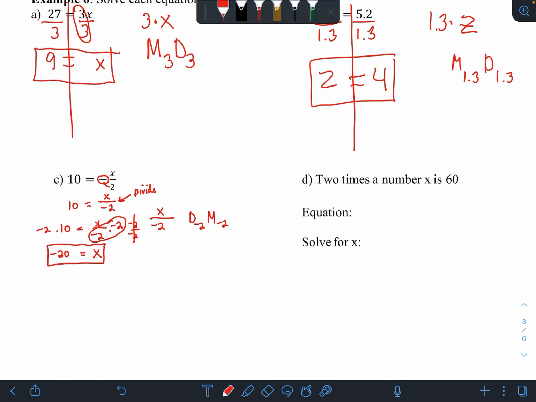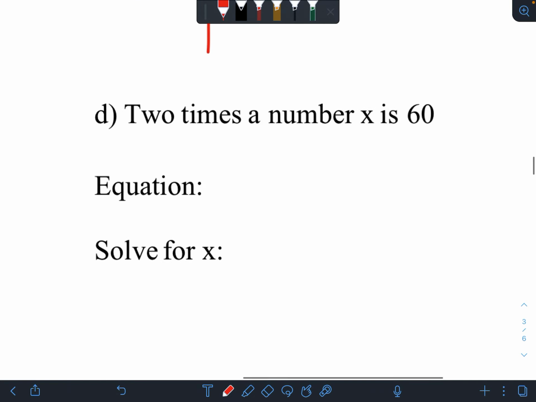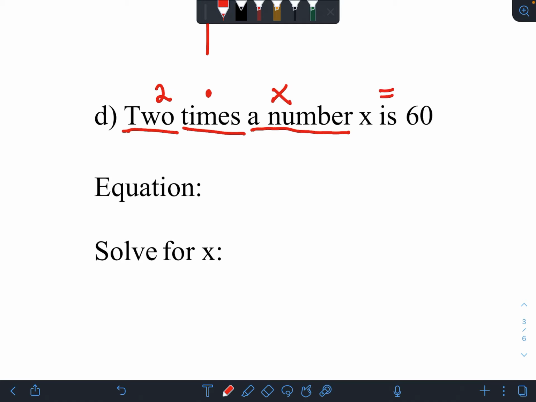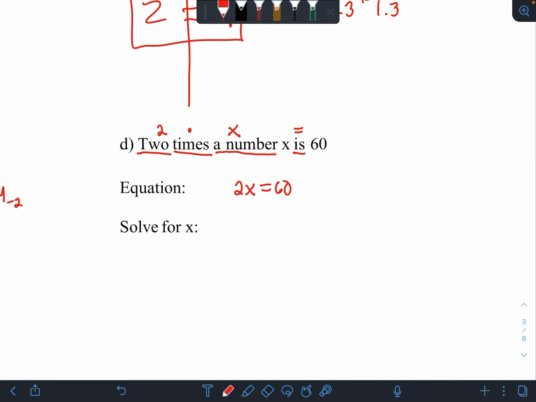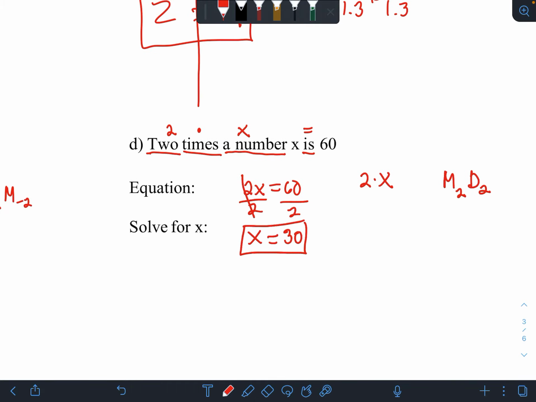Okay. Letter D, 2 times a number x is 60. So we have an equation, 2x is equal to 60. This means that we have x, we multiplied it by 2. So if I multiply by 2, the inverse is to divide by 2. If I divide both sides by 2, we end up with x is equal to, the 2's cancel, and we have x is equal to 30.